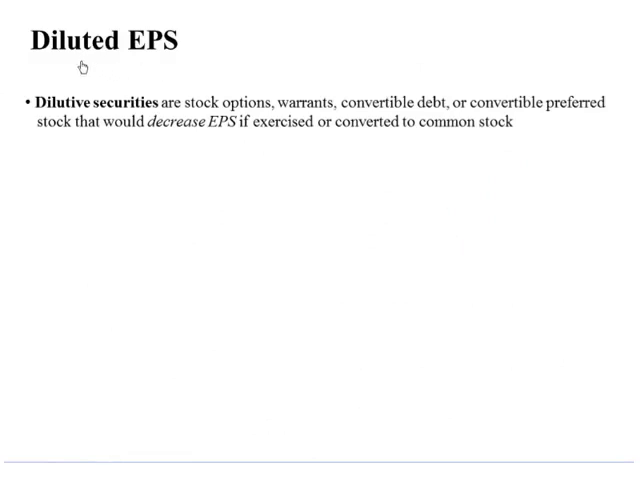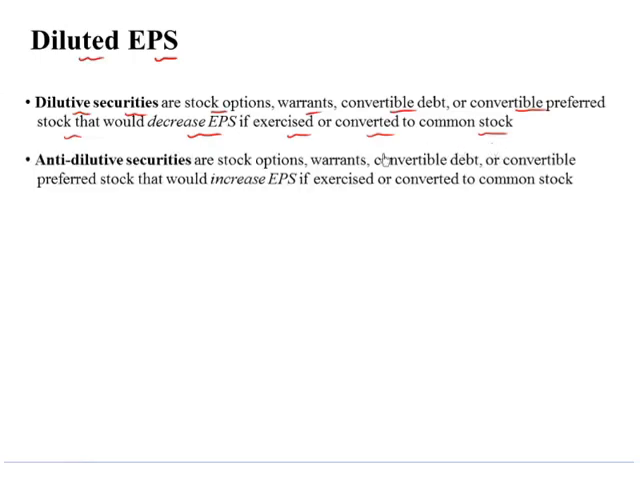So we studied the concept of basic EPS. We now move on to studying the diluted earnings per share, which comes if there are dilutive securities like options, warrants, convertible debt, convertible preferred stock that could potentially decrease the EPS if exercised or converted into common stock. So we'll take each one at a time in the coming slides. Understand, the opposite of dilutive would be anti-dilutive securities, which are similar in nature, but these securities, if exercised, would increase our earnings per share.